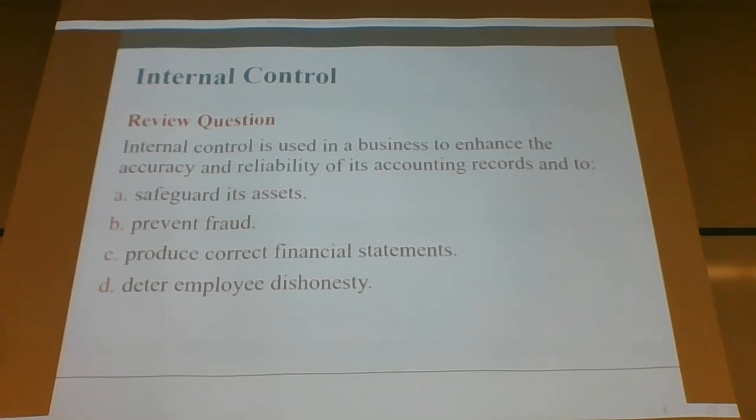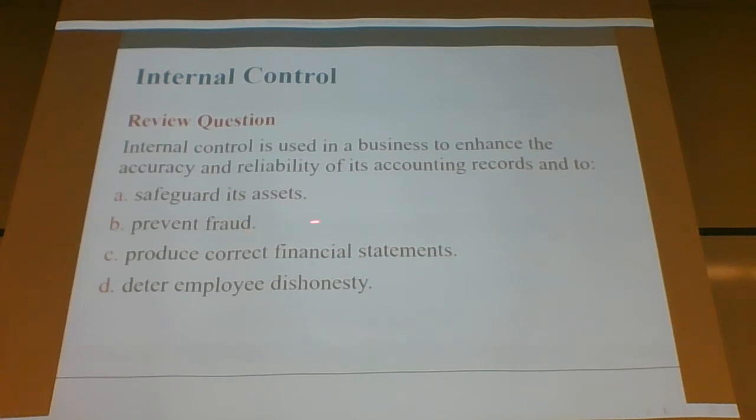Okay, we've got a little review question here. Internal control is used in a business to enhance the accuracy and reliability of its accounting records. We just talked about that. And we look at A, B, C, and D. Well, the only one that was on the previous slide was choice A, safeguard its assets, so we know that's right.